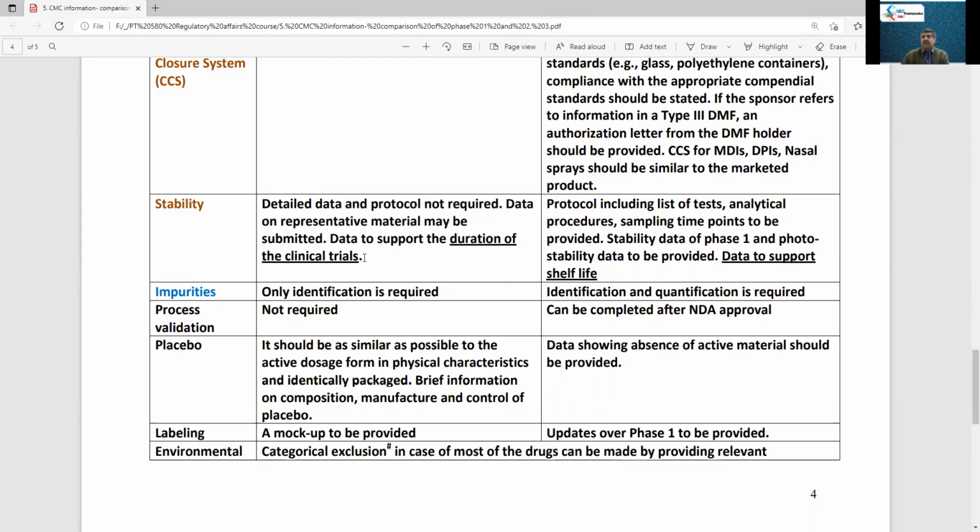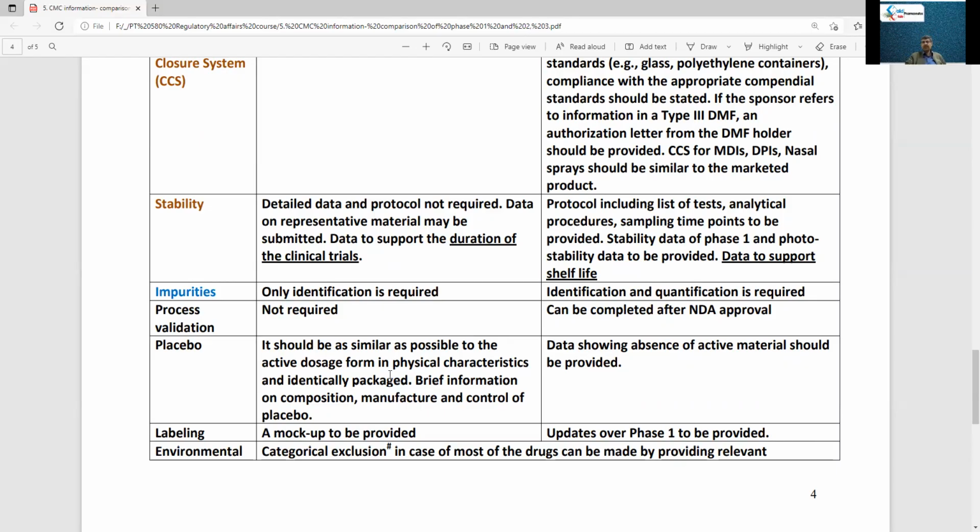Similarly, if your clinical trial goes for 3 months, stability data should be sufficient to support 3 months of the clinical trials. Then the protocol in the phase 2 and 3, including list of tests, analytical procedures, sampling time points to be provided. Stability data of phase 1 and photo stability data should be provided, and full data to support the shelf life of the product should be provided.